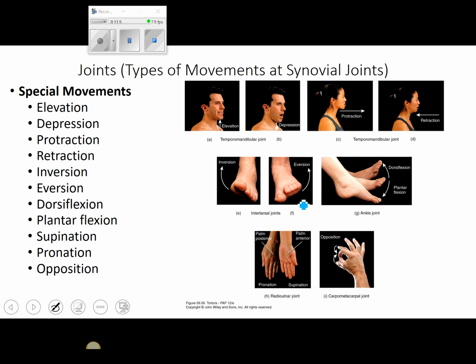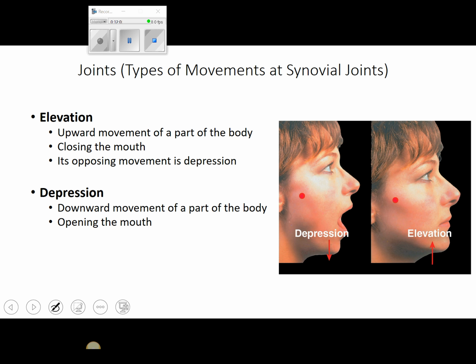Special movements are going to be elevation, depression, protraction, retraction, inversion, eversion, dorsiflexion, plantar flexion, supination, pronation, and opposition. This is an outline. These are going to be opposing pairs, or opposite movements.